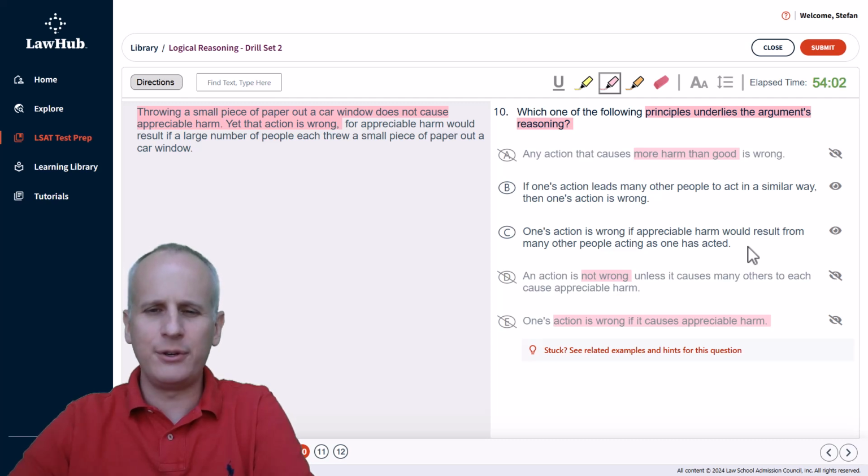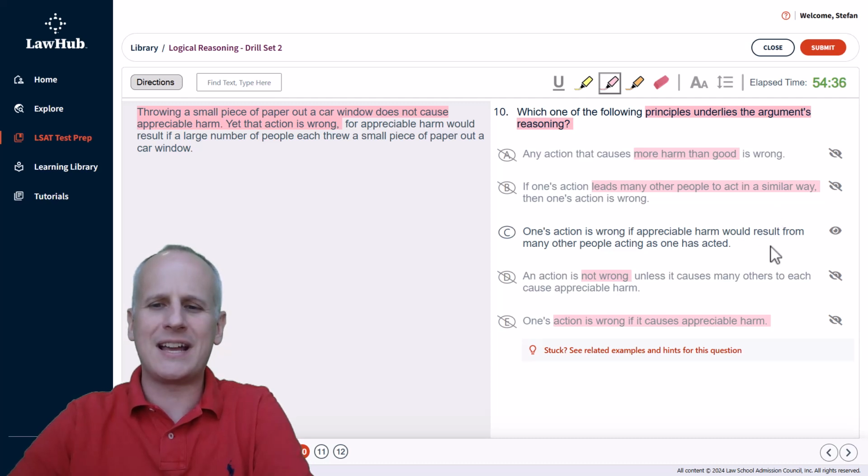So if we're looking at choice B, for instance, if one's action leads many other people to act in a similar way, well, it says appreciable harm would result if a large number of people each threw a small piece of paper out a car window in our prompt, but it doesn't state that the single person throwing that small piece of paper led those others to act in a similar way. So we can eliminate choice B because there's a cause and effect relationship that isn't presented in the original paragraph.